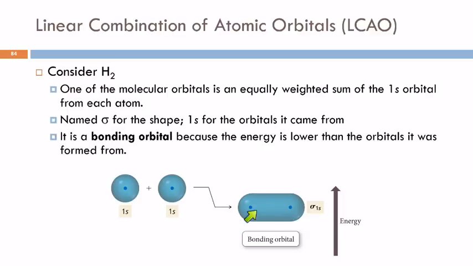Sigma is for the shape. It's cylindrically symmetrical along that bond. And the 1s label here is because it's a combination of 1s orbitals. This is called a bonding orbital, and it's lower in energy than the individual atomic orbitals that it came from.